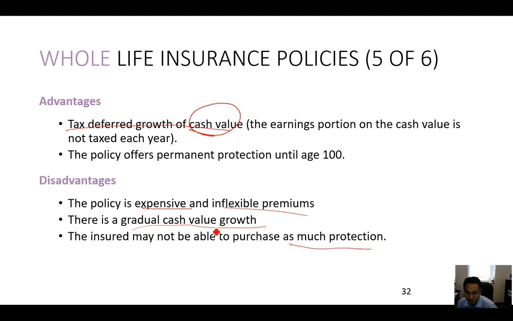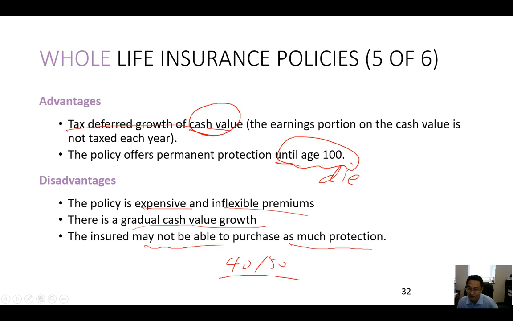So again, that's why this is not good for young folks. Go back to term life insurance. This is good for people in their 40s and 50s, when they have a well-established career, they have some savings, they want to have some protection until they die. Okay. So they want to have that kind of guaranteed protection.